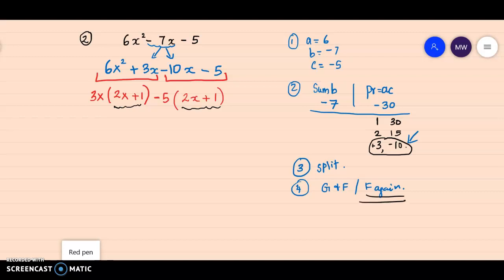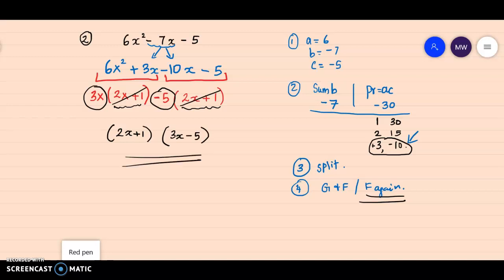And lastly, we have to factor again. So we are going to factor whatever is in the parentheses. We're going to factor that out and write it as 2x plus 1. And what's left is the 3x and the -5, which is our second factor. So that's how we factor trinomials. When a is not equal to 1, we have 2 extra steps and we get our expression factored.